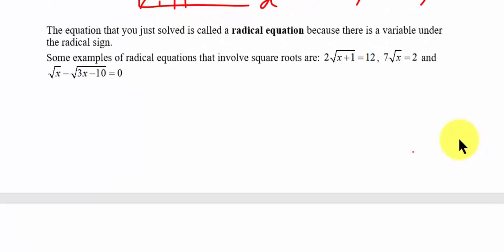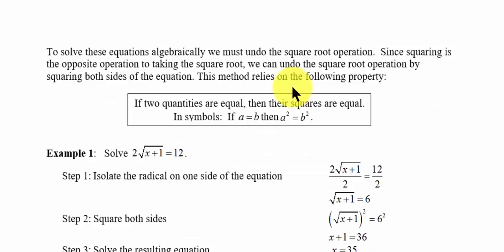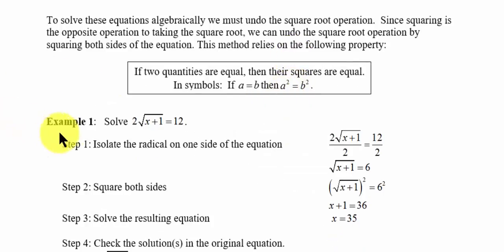So in this video, we're going to solve radical equations. When we're trying to solve the equation, we're trying to isolate the variable. To isolate the x in this example 1, at some point we're going to have to square both sides of the equal sign to remove the radical sign.